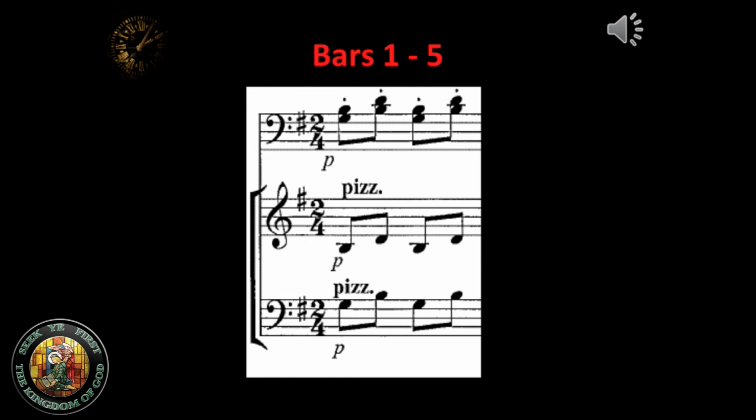If we look more closely just at the first bar, you can see that the second violins and the cellos and double basses are both marked Piz. Piz is short for pizzicato. We can also see the small letter P, which is the dynamic marking. P means piano, which means play softly.